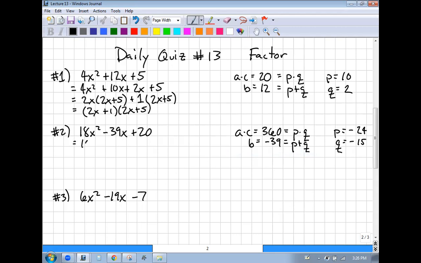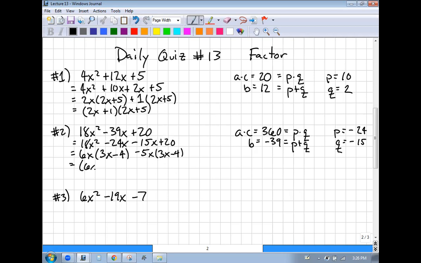So that means we can rewrite this negative 39x as negative 24x minus 15x. And out of these first two terms, let's see, we could pull out a 6x. That's the biggest thing we can pull out. That would give us a 3x minus 4. And we need to turn this into something times 3x minus 4. We could pull out about a minus 5. That would give us a 3x minus 4, right? The minus times a minus would give us the plus.